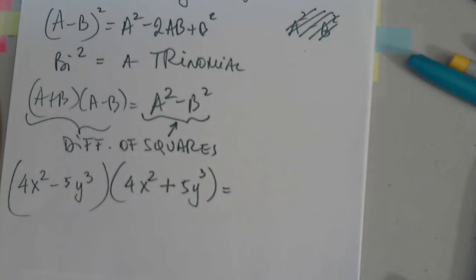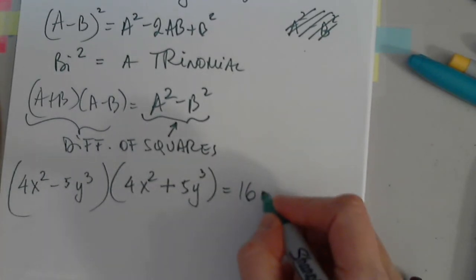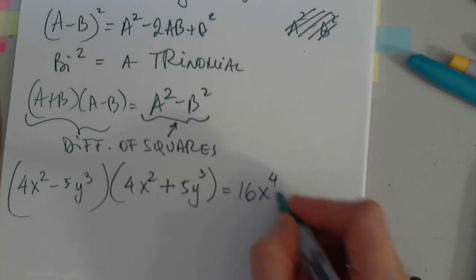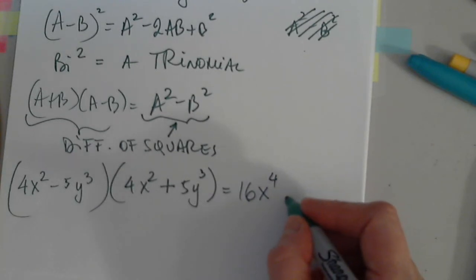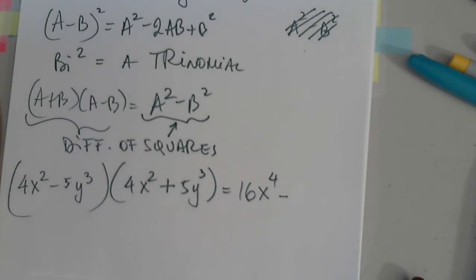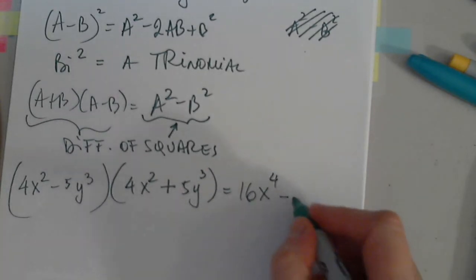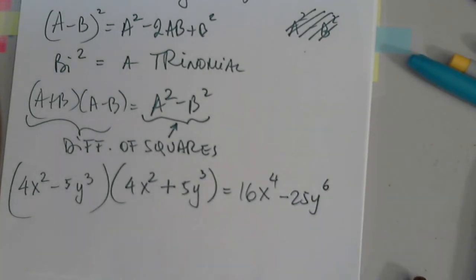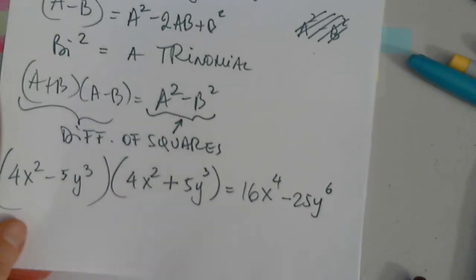The first one would be 16x squared. Careful. X to the fourth. Sorry. Excellent. And Josh, minus? Negative 25y to the power of 6. Excellent. Good. Okay, I think we had enough of this. Anyone?